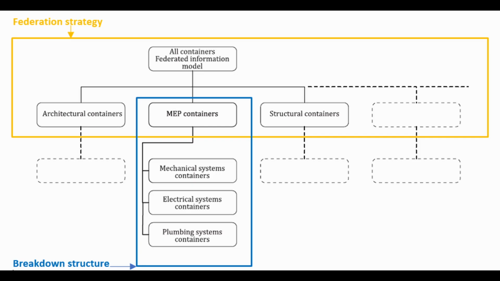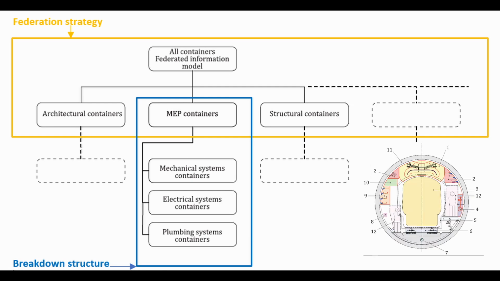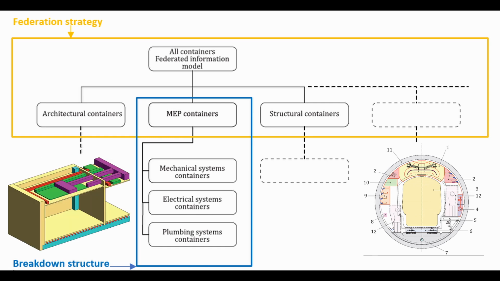Annex A, illustrations of Federation strategies and information container breakdown structure. Obviously, when defining requirements for each project, it is essential to consider the strategy for information integration and the breakdown of information containers. This is where it is useful to use Annex A.